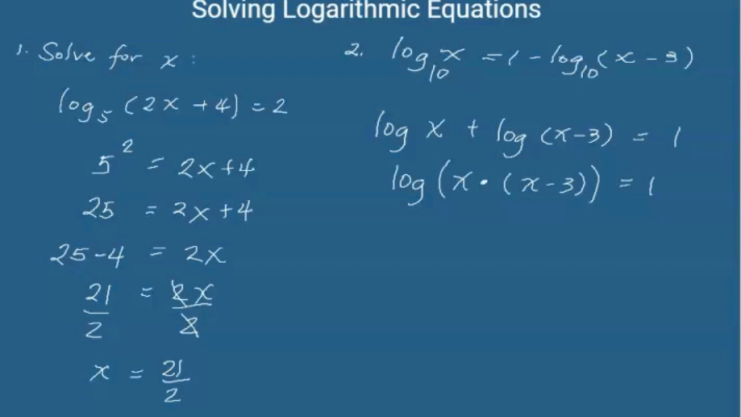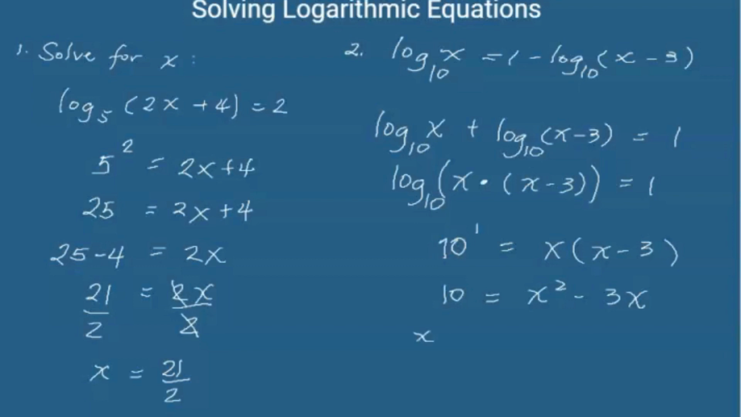So we can now change this to exponential form. Of course, it's base 10. So that would be base 10 raised to 1 is equal to x times x minus 3. So that's 10 is equal to x squared minus 3x. So let's combine them and equate it to 0.